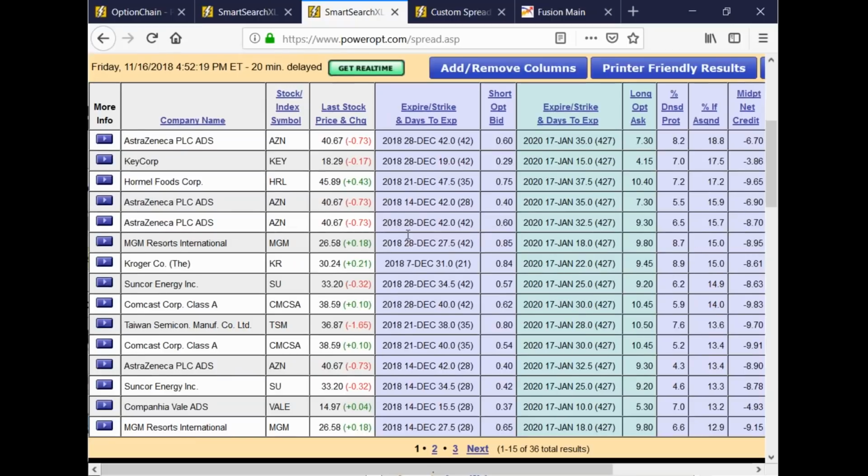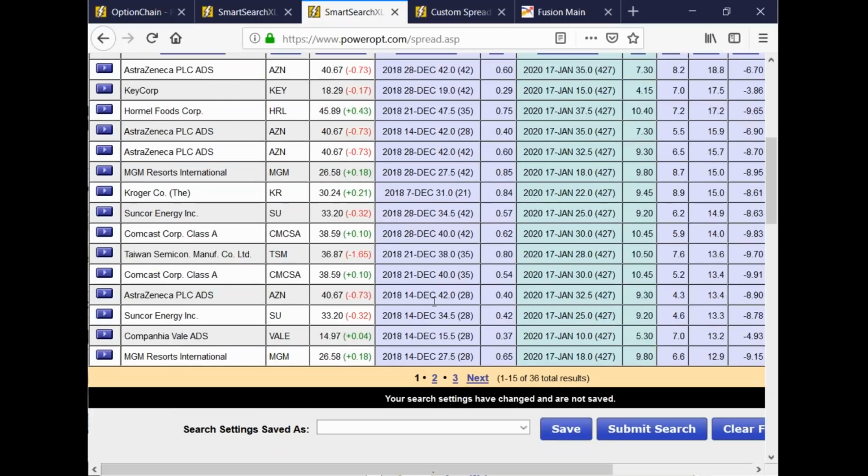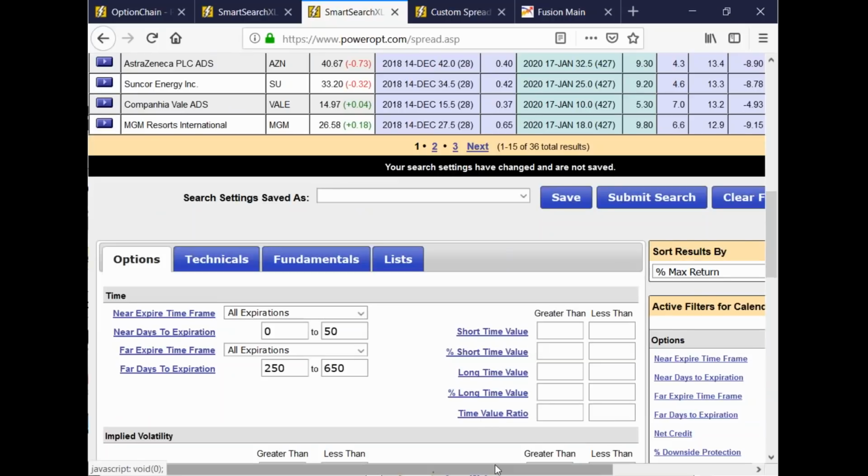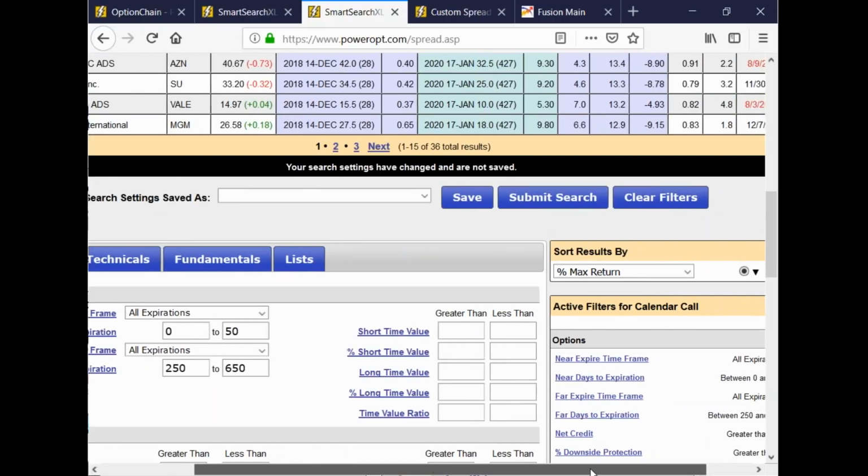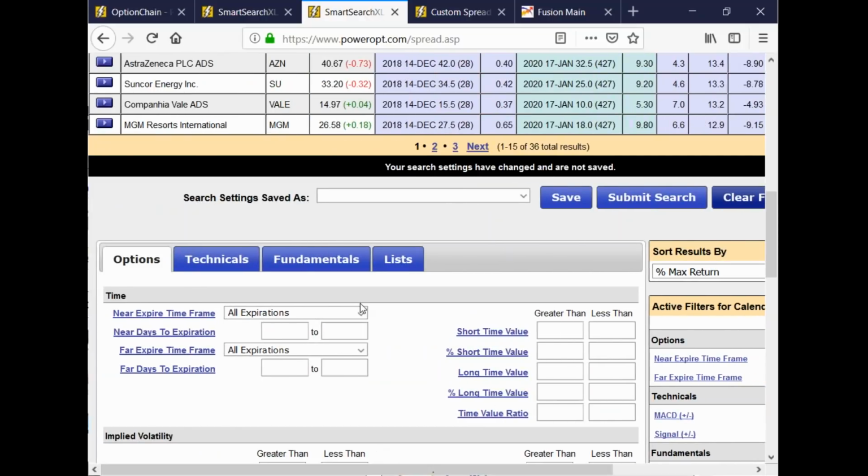I just wanted to review what criteria I might quickly change to narrow down the list based on what I'd want to see. If you want to look for a calendar, diagonal or horizontal for SPY, short term, what you'd want to do in the search is simply clear filters. That takes everything out.